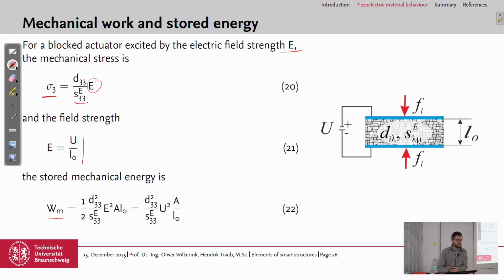So on the slide before, we had the stored energy due to an external force, and now we have the stored energy due to the electric field, which can be expressed like this: D33 squared divided by the compliance times U squared and A divided by L0.